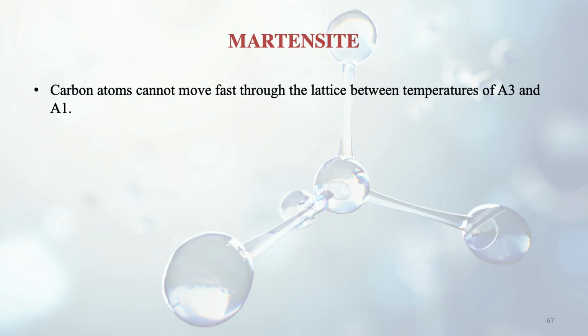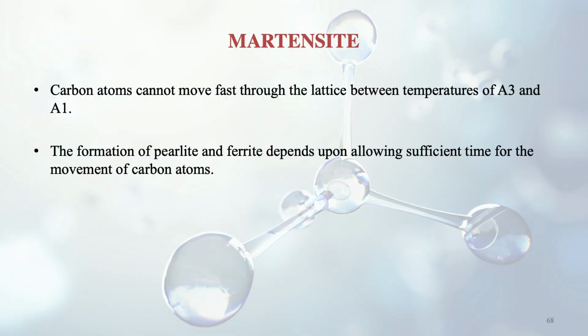So in the martensite structure, what can be seen is that carbon atoms cannot move fast through the lattice between temperatures of A3 and A1. Like in the previous figure, I showed you the A1 and A3 temperatures. Between these, the carbon atoms do not move very fast. The formation of pearlite and ferrite depends upon allowing sufficient time for the movement of carbon atoms. When we want pearlite and ferrite, sufficient time is required for the movement of these carbon atoms. Then only we can get pearlite and ferrite.